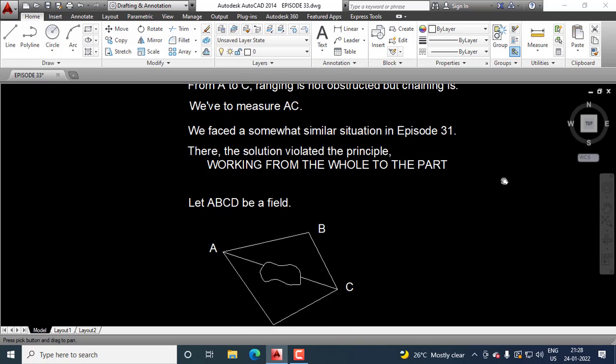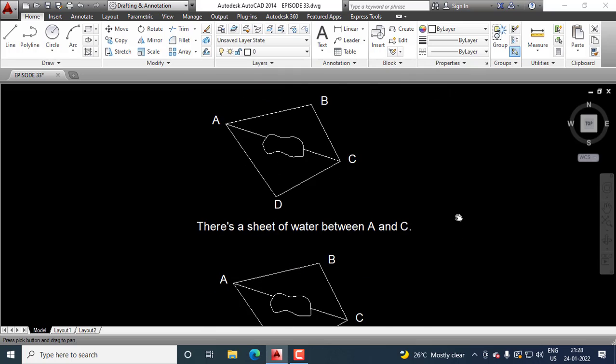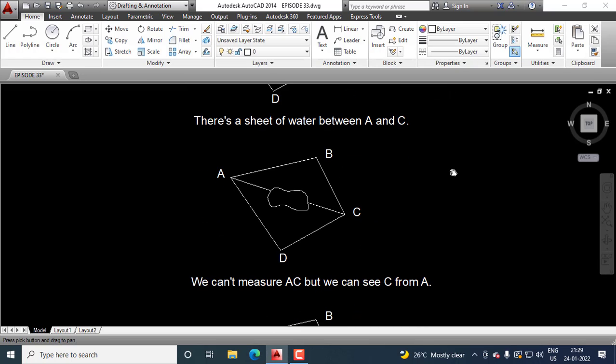Let ABCD be a field. There is a sheet of water between A and C. This is the diagonal, and there is an obstruction on AC. We can't measure AC, but we can see C from A.